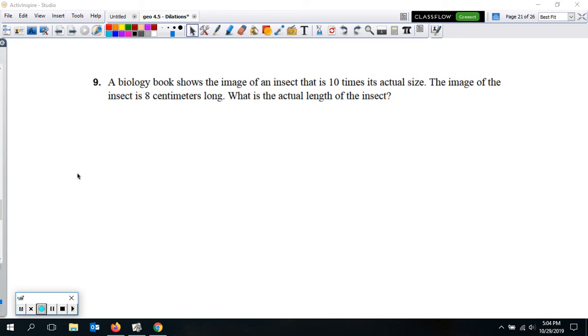The way we figure this out is that the scale factor is equal to the image length over the actual length. K is 10, and we also know the image length, which is 8. What we're trying to figure out is the actual length. So we know the image length, 8, and that goes on top. The actual length we don't know, which will be our variable, x. And the scale factor K on this one is 10.